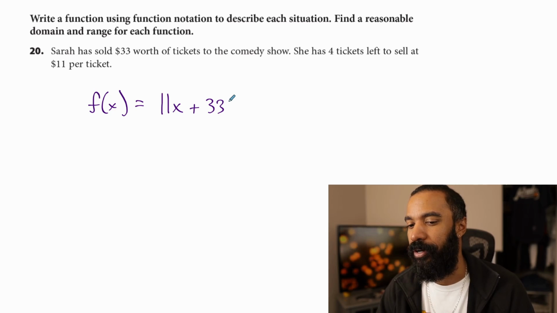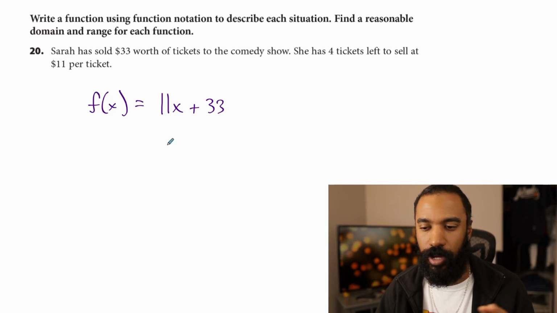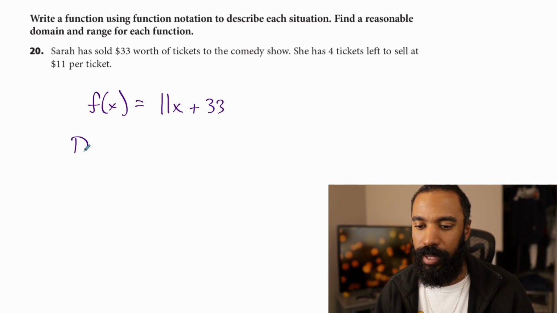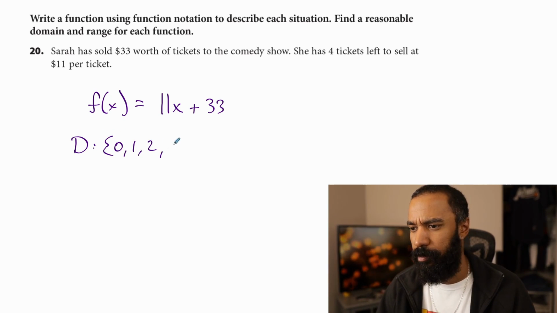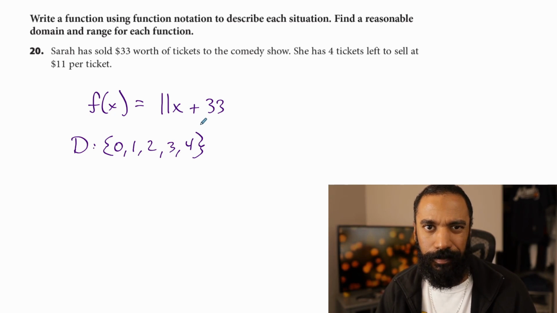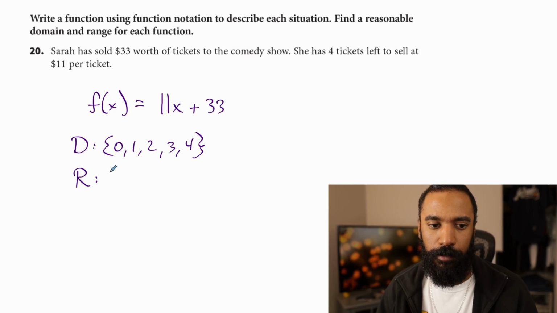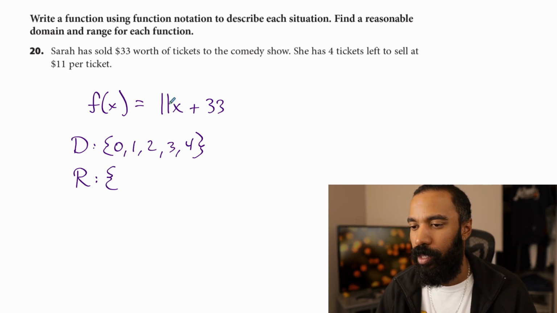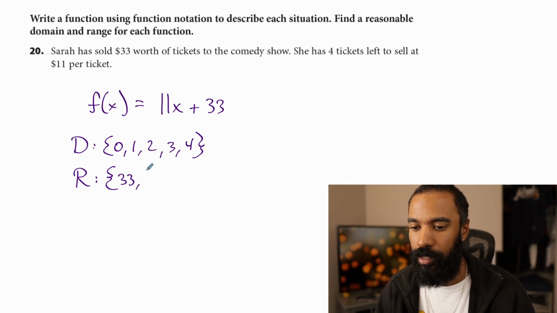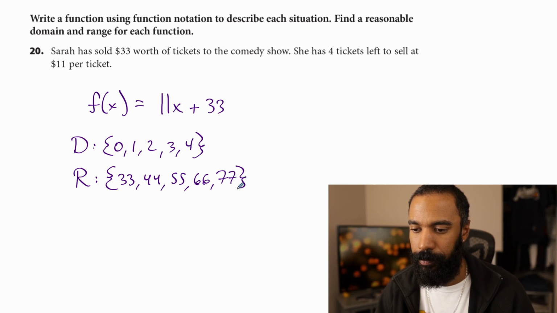Plus $33 already earned for that. There's our function. Independent variable is number of tickets sold. Dependent variable is number of dollars she's made. Domain, again, she can sell 0 tickets, 1, 2, or 3. Or 4. Next time I'm going to look through the problems a little bit more deeply and decide. I think the odd problems or even problems alone would have been enough for this one. My bad. Maybe I could have done it within the half hour then as well. In the range, you can have 33 for not selling any, or 44 for 1, 55 for 2, 66 for 3, and 77 for 4.